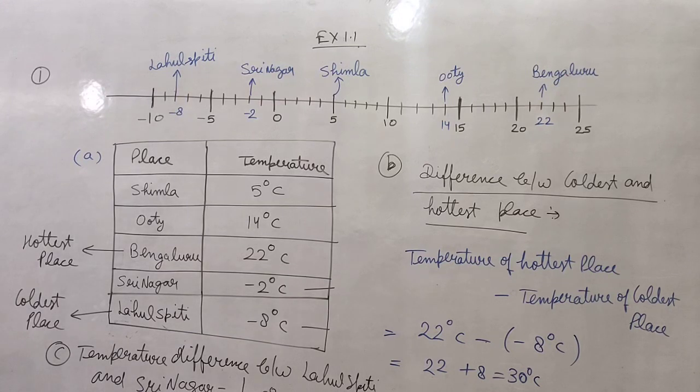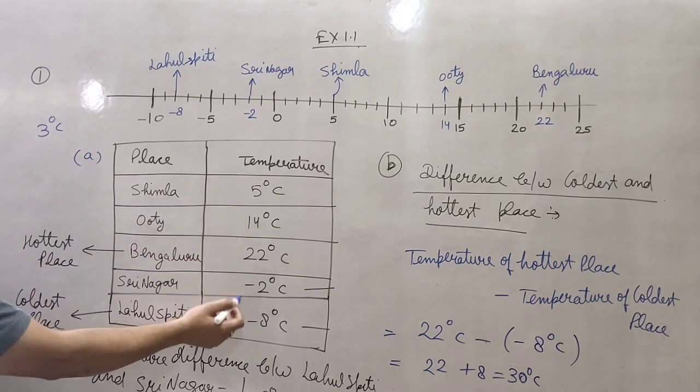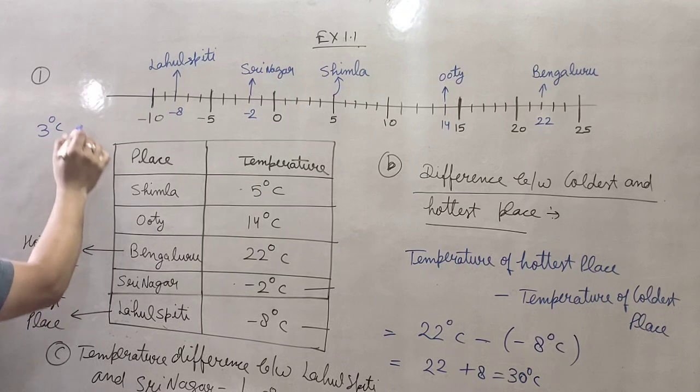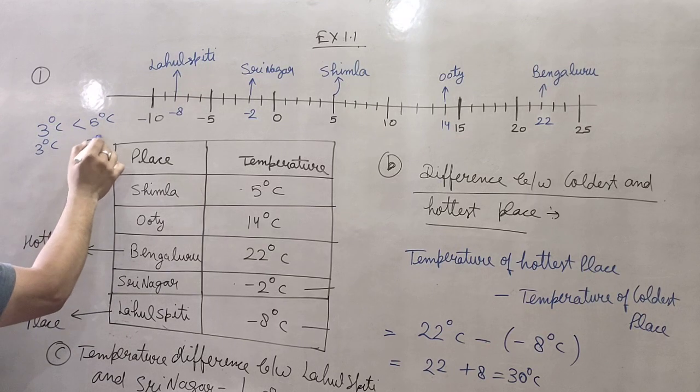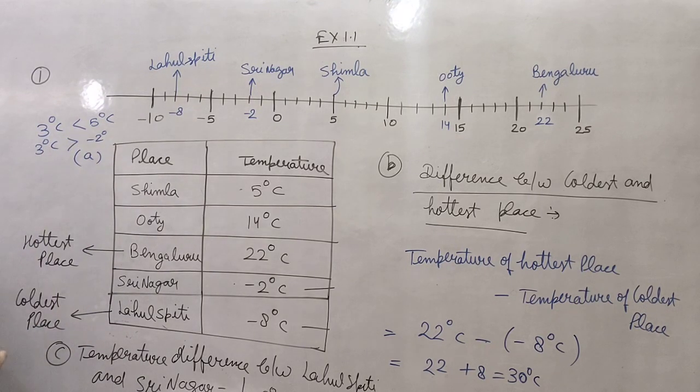Is it also less than the temperature of Srinagar? No, because we are getting 3 degrees Celsius by doing 5 minus 2, and if we compare with Srinagar's -2, it is always greater than, not less than. So if we compare with Srinagar, the temperature is greater. If we compare with Shimla, it is less than. So this is the answer for all parts, and you have to write in your notebook in the same way so that everybody can understand all parts.